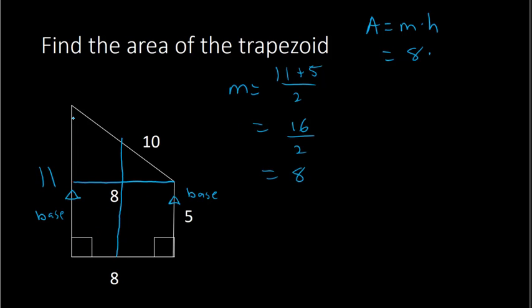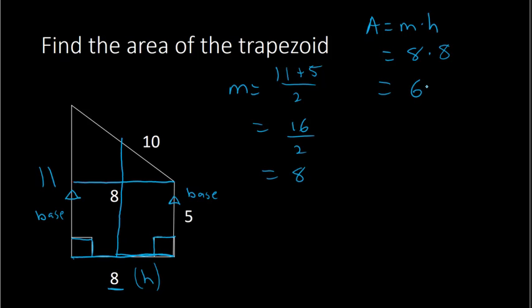And the height, don't get confused with this picture as well. The height is a perpendicular distance from base to base. So notice right here, this side is perpendicular to the two bases. So this here, this 8, is our height. That is our perpendicular distance from base to base. So the height is also 8.